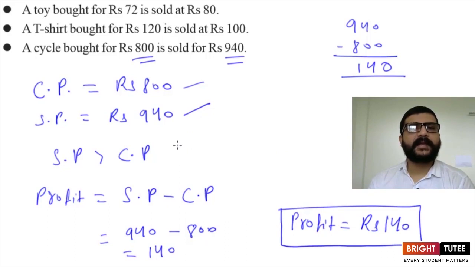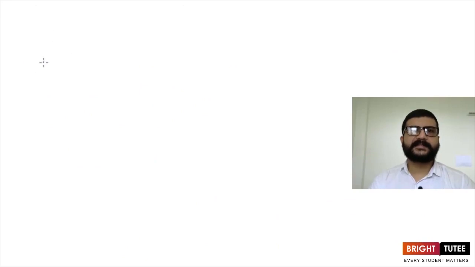So for finding profit and loss, what we have to check first is which one is greater among SP and CP. If SP is greater than CP, then it is a case of profit, and profit is equal to SP minus CP. And if CP is greater than SP, that is, the cost price or the buying price is greater than the selling price, then it is a case of loss. And how much is the loss? It is equal to CP minus SP, that is cost price minus selling price. So we have just seen how to find loss or profit.